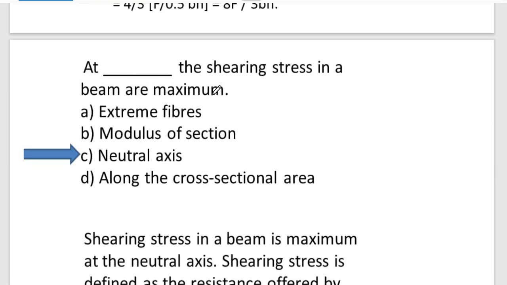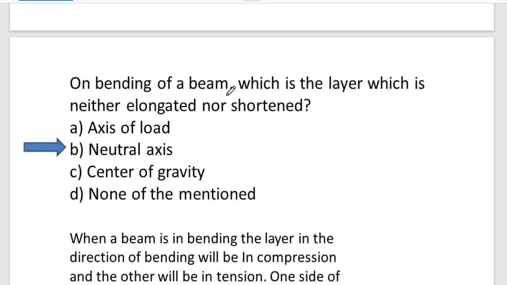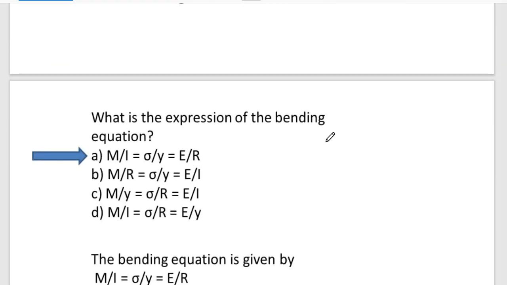Next, at which point is the shearing stress in the beam maximum? Similar question: it is the neutral axis where shearing stress is maximum. Next, on bending of a beam, which is the layer which is neither elongated nor shortened? That is the neutral axis. Next question, what is the expression of the bending moment?